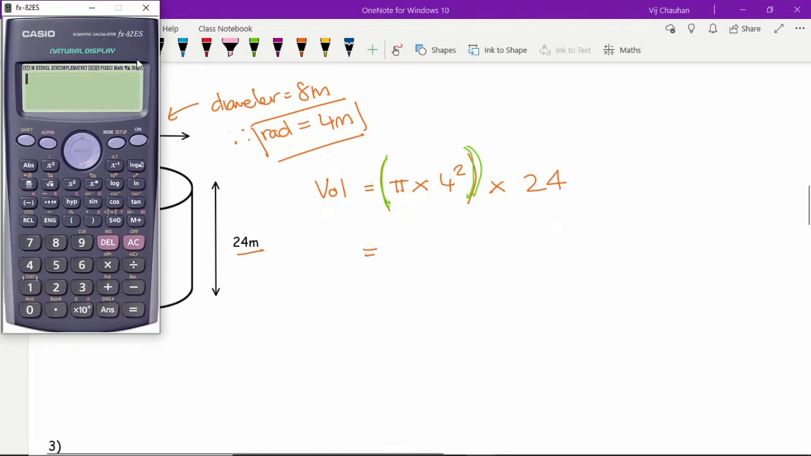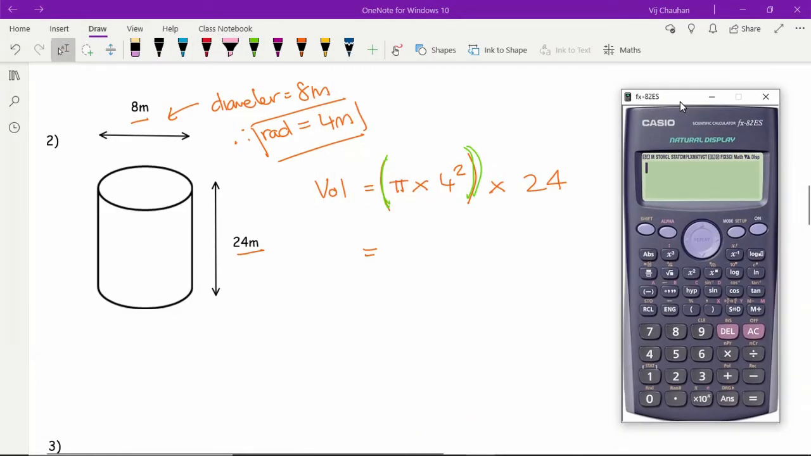So here we go. I'm going to enter this on my calculator. I'm going to do shift pi times 4 squared times, and I'm just going to make sure that's scrolled across, yeah, times 24, and I press equals. As you can see on this calculator, it's giving me the accurate answer of 384 pi, and that's giving me my answer in terms of pi.